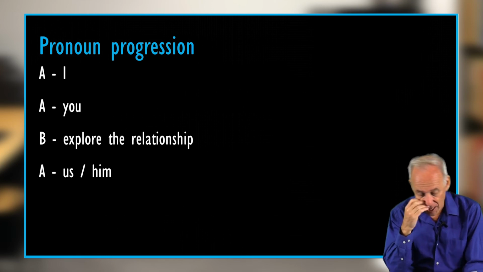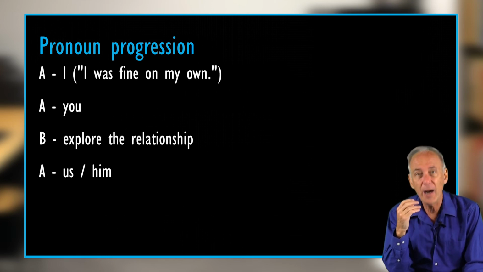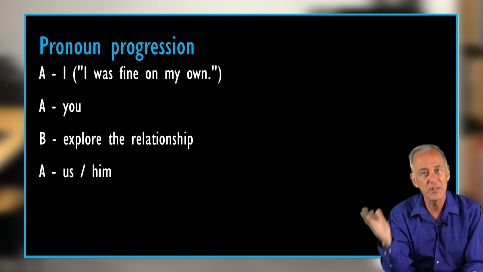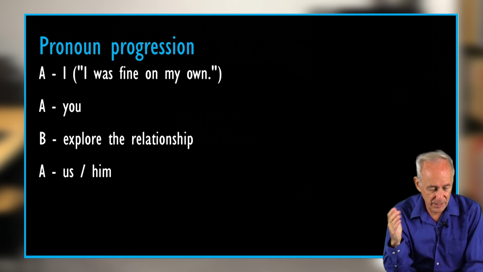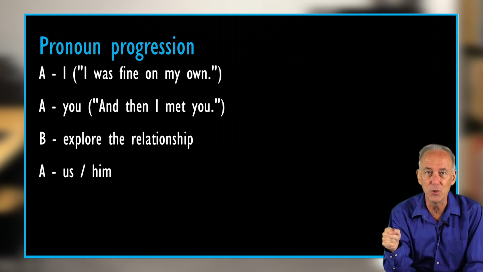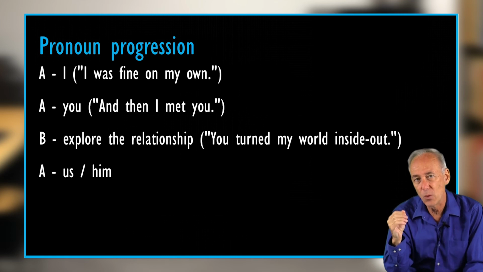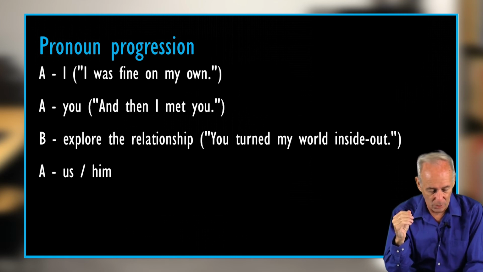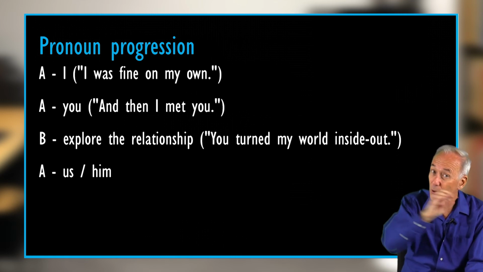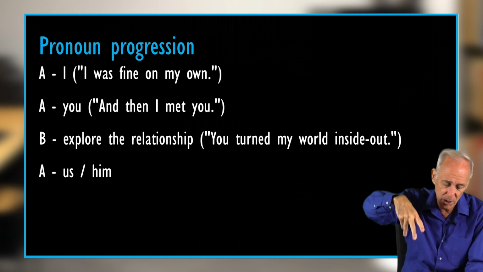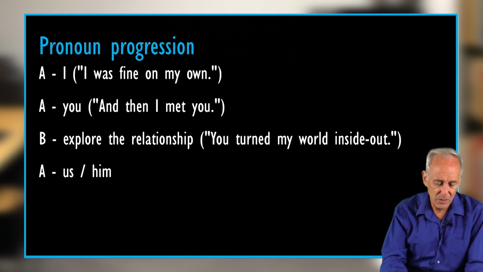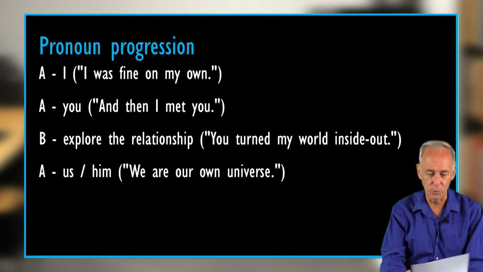So here's an example. The first A would be: I was fine on my own. I was wonderful. I did this. I was happy. I did that. And then the next A is: And then I met you, and you did this, and I did this. And then the B section: You turned my world inside out. So that's you and me together in a relationship, exploring the relationship. And then the final A is: We are our own universe.